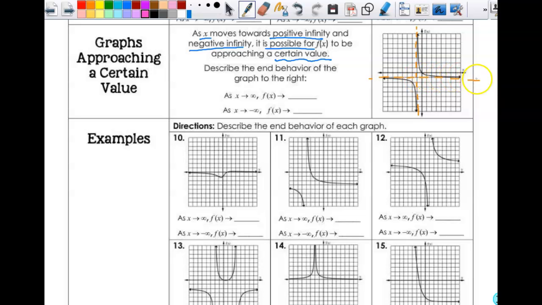So this asymptote is stopping y from going to negative infinity, right? But as x gets bigger and bigger and bigger, y is going to get closer and closer to this asymptote. Does that make sense? So as x approaches infinity, f of x is going to approach negative 1.